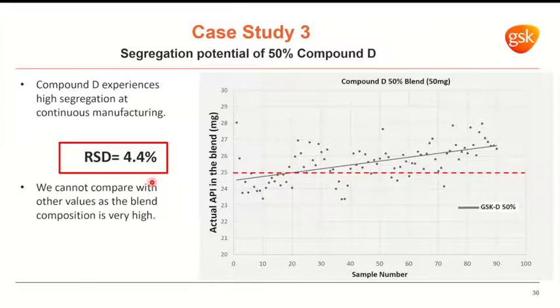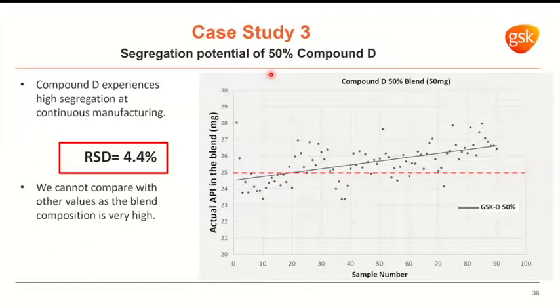We cannot go back and compare this RSD value with the other RSDs that we got from blends that were 10% or 12% or 5% and say that since their RSD is 4.4%, this also means less segregation. We cannot do that. The reason is that this is a blend with a 50% API, and changing the API basically results in a change in the segregation risk.